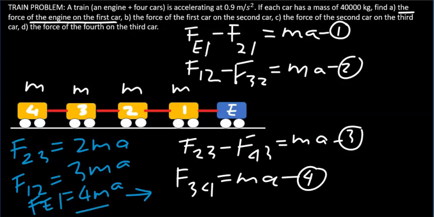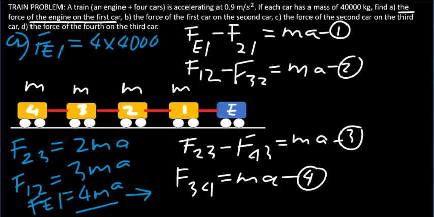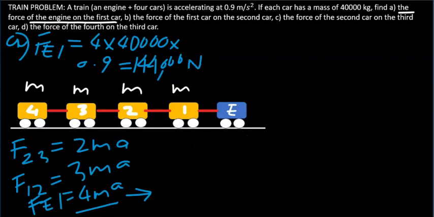So there we have it. The answer for part A, the force of the engine on the first car, namely Fe1, equals 4 times m, which is 40,000, times a, which is 0.9 meter per second squared, and that's going to be 144,000 newtons. Now let's look at part B.